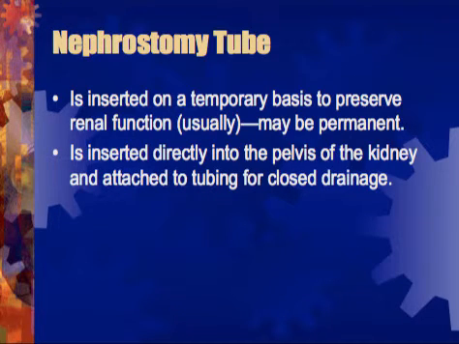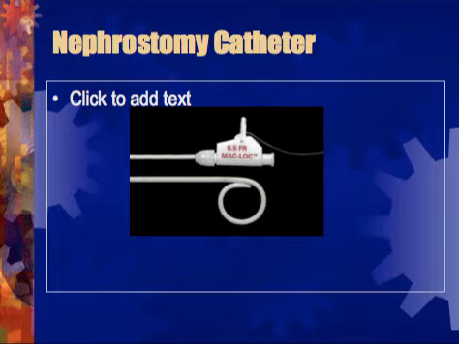It is generally done temporary. I have had a few patients where it was in for an extended amount of time. Okay, and I also surmise that on here it can be permanent. It is inserted directly into the pelvis of the kidney. It is closed drainage. This is a sterile dressing when we do one of these. This is a picture of the little nephrostomy tube. It is very tiny and flexible.